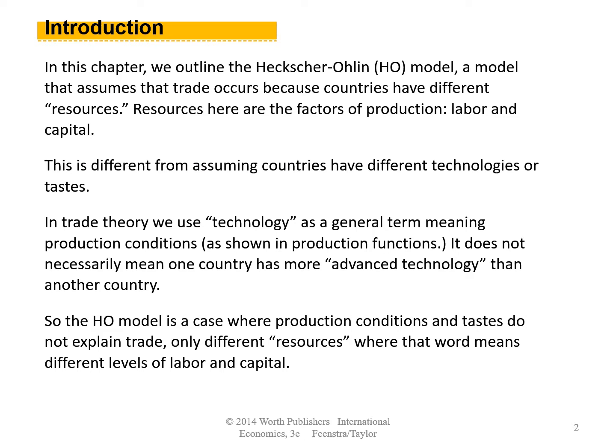So here those descriptions are laid out. We're outlining that the Heckscher-Ohlin model assumes fundamentally trade occurs because the countries have different, quote, resources, that is, different factors of production, amounts of factors of production. That's different from the Ricardian model that assumes different technologies. It's also a different model from a model where we assume people have different tastes.